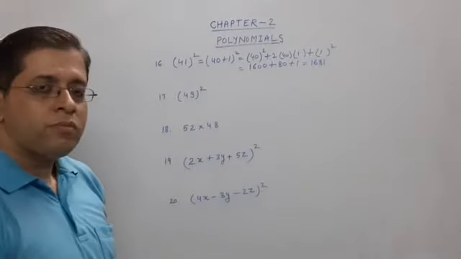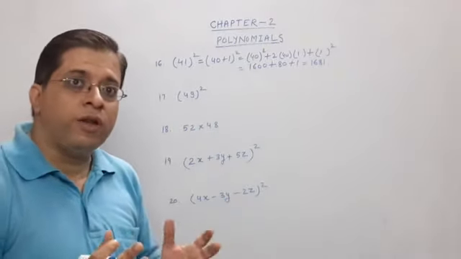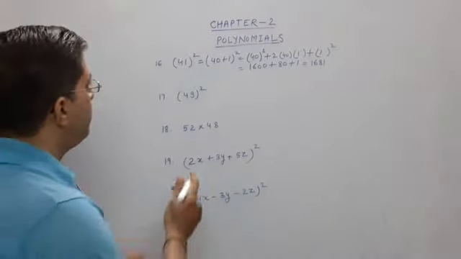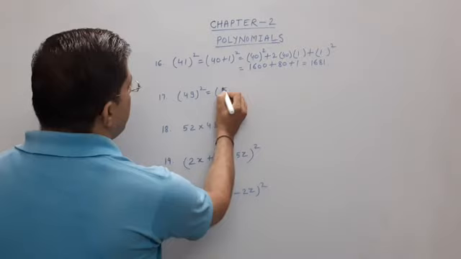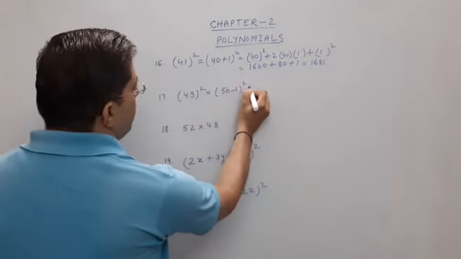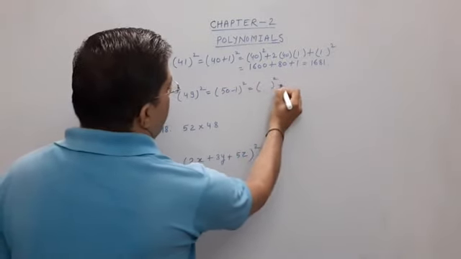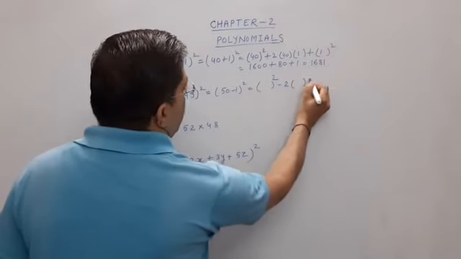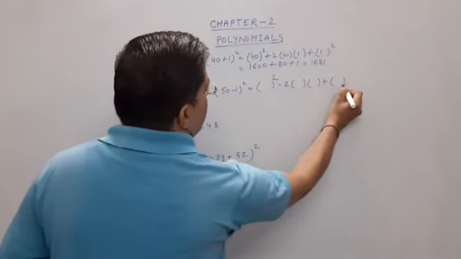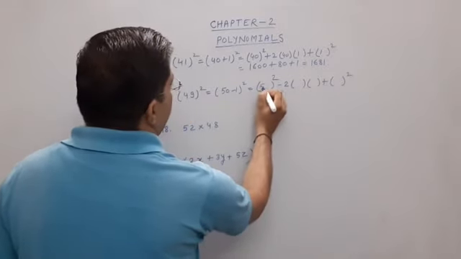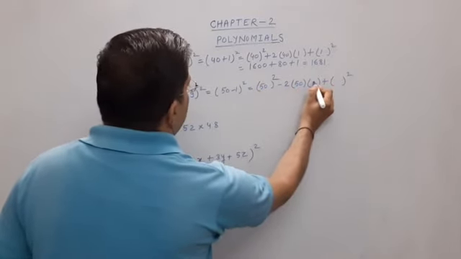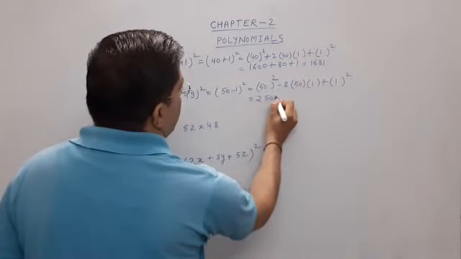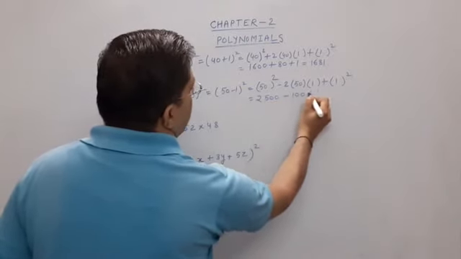We have to find out the square of 49. How can we get it with help of identity? See here. 50 minus 1, can I write 49? Then here a square minus 2ab plus b square. This is your 50, 50, 1, 1. It is 2500 minus 100 plus 1.